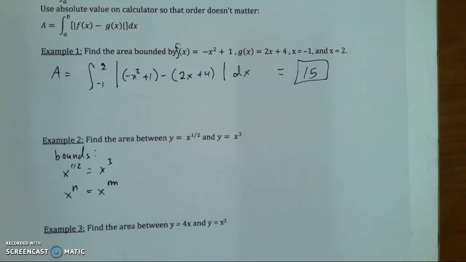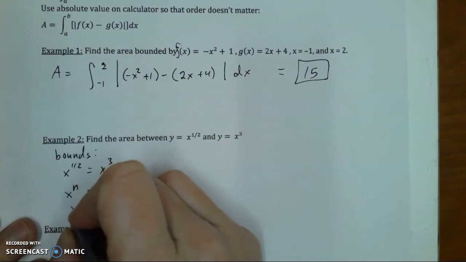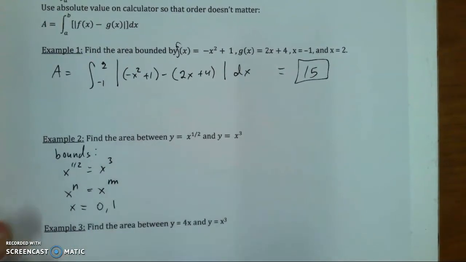Needless to say, if you have that type of problem, so again, x to 1 power equals x to some other power and nothing else, that means our two bounds will be 0 and 1. Because 0 to any power is 0, and 1 to any power is 1.